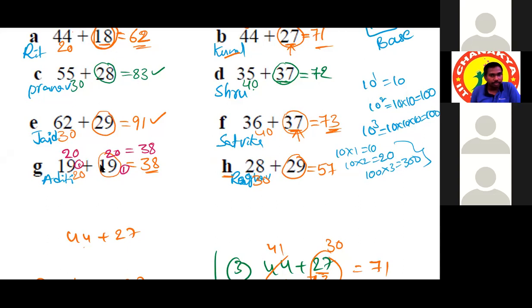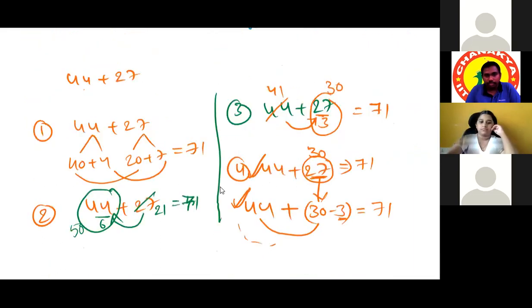And here in H also, I'll consider this number as 30 and this number as 30. 30 plus 30, tell me. 60. See, here we have considered 2 extra, here we have considered 1 extra. That's why total 3 extra. So from 60, if you remove that 3, 57. Okay. There are many more ways. We can select as our convenience.